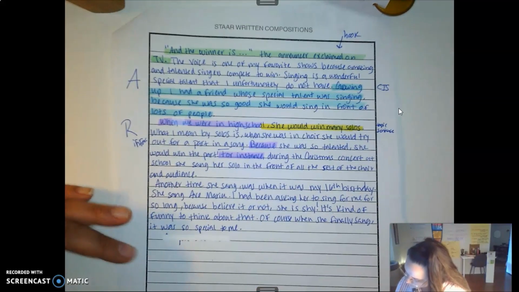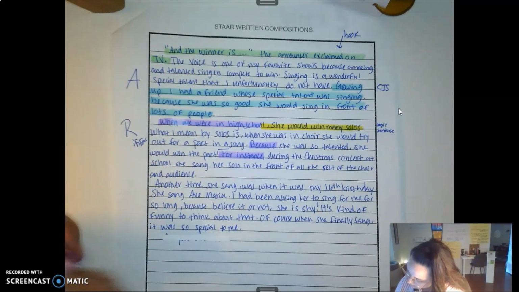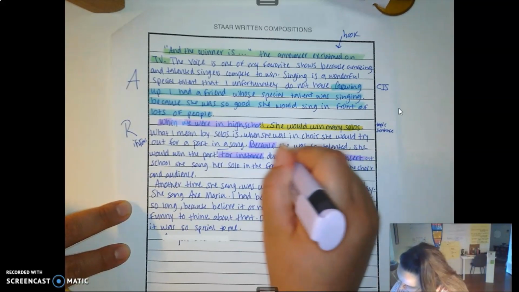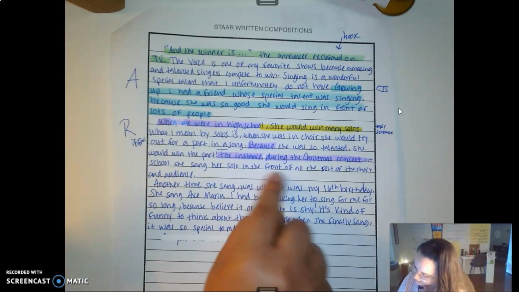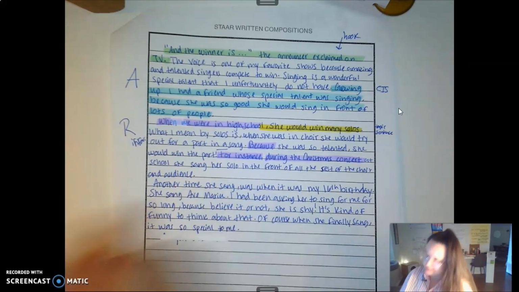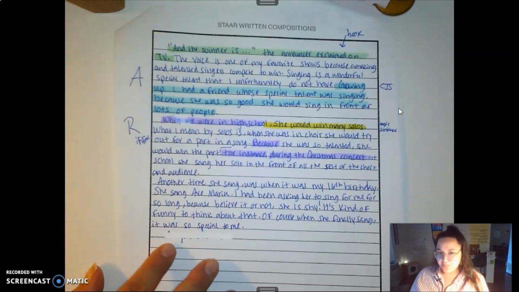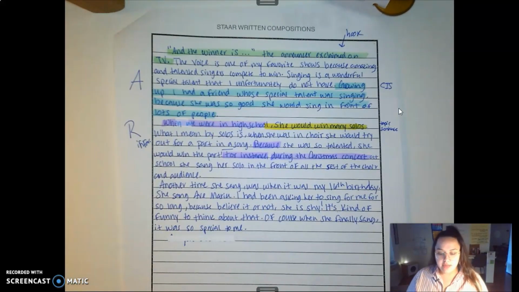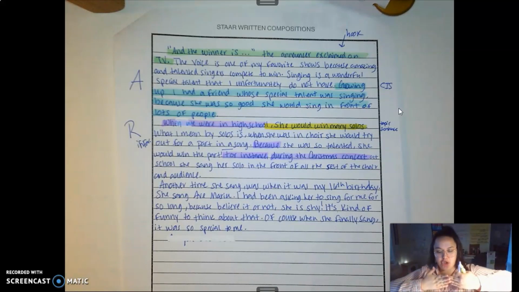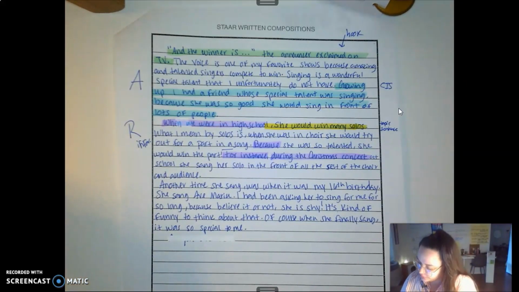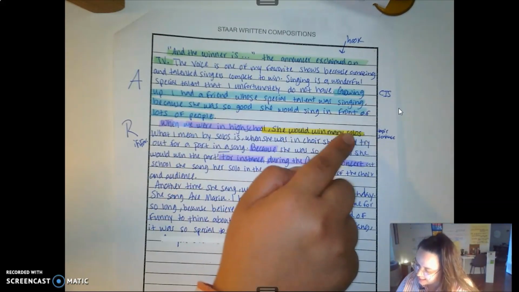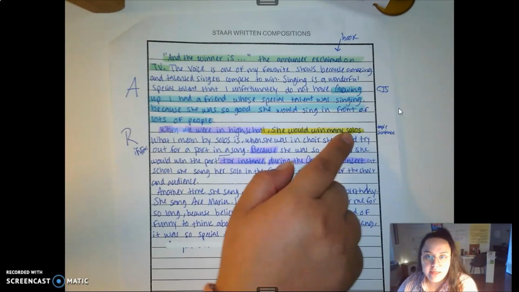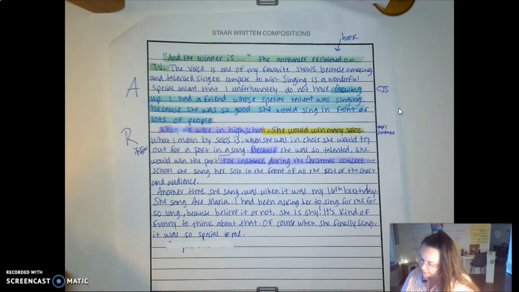During the Christmas concert. Ooh, that's another one. For instance. And then when did it happen? During the Christmas concert. That's when it happened. She sang her solo in the front of the rest of the choir and audience. What I mean by that is when she went for her solo, the whole choir stands on the stage like in a curve, and then she sang right in front with the microphone. So that was pretty cool. Okay, so I have my transition phrase, which is my reason, and which is also my topic sentence. So let's move on to the next paragraph.